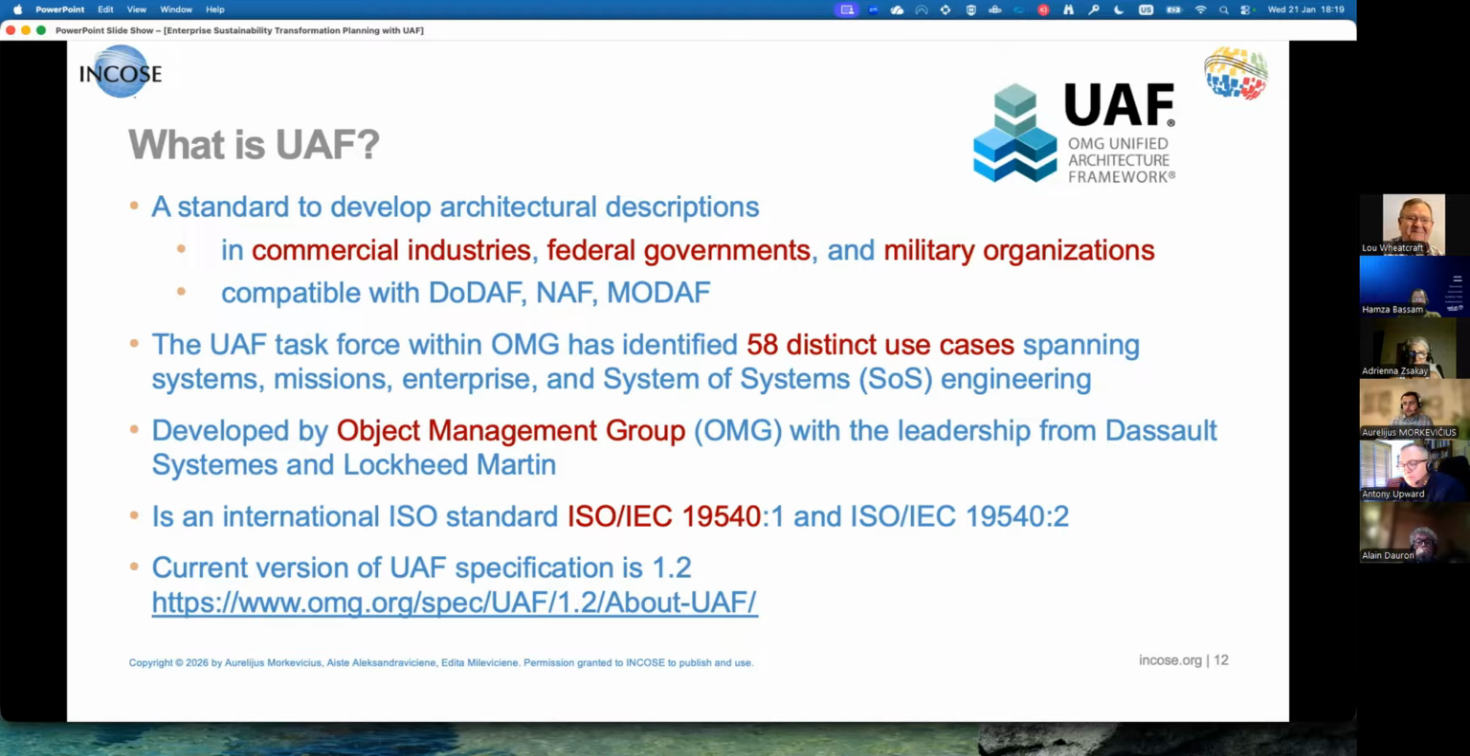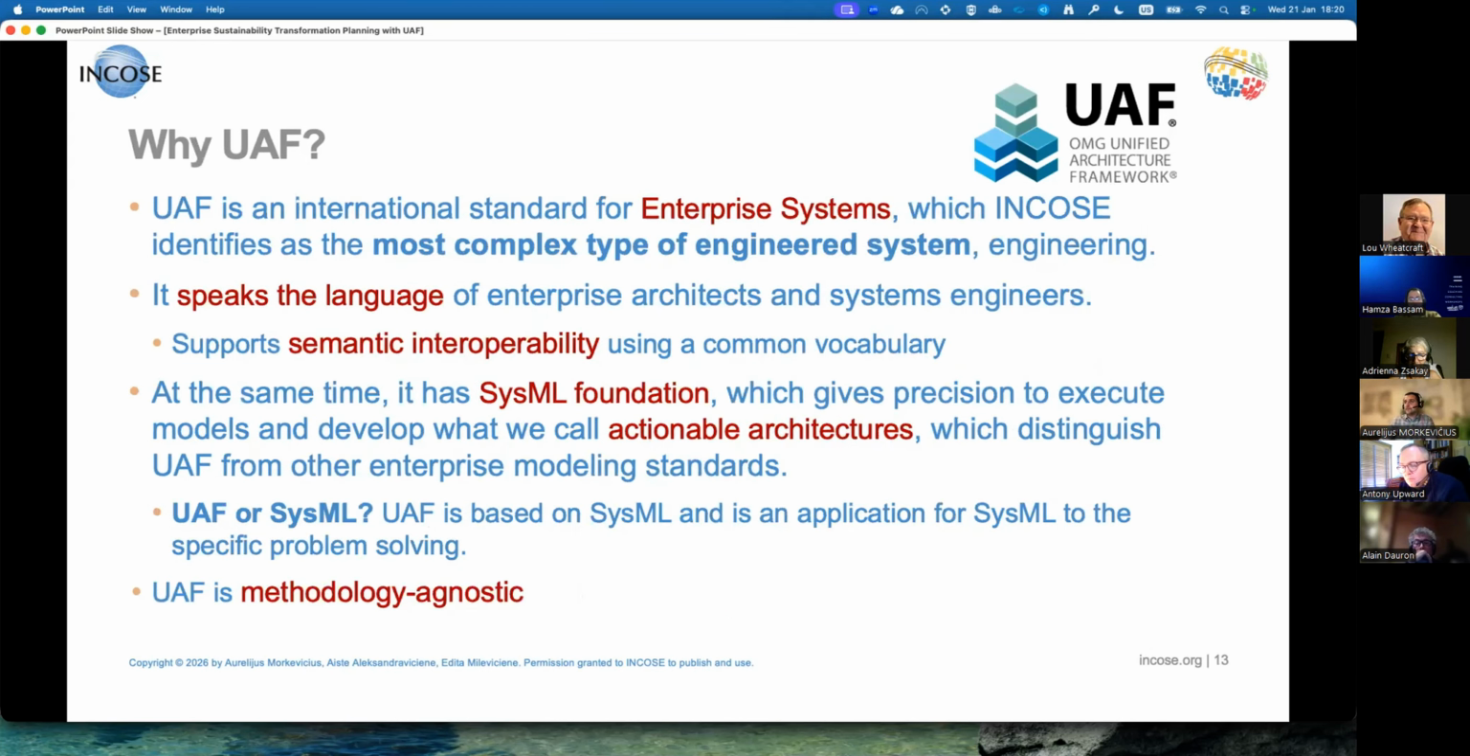19540. The current version of the specification is 1.2, but 1.3 is really, in a way, finalized. It's just a couple of signatures and approvals, and it should be there by the end of February. Why do we need something like UAF?